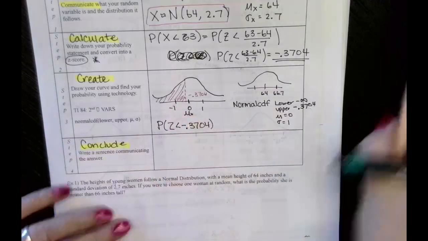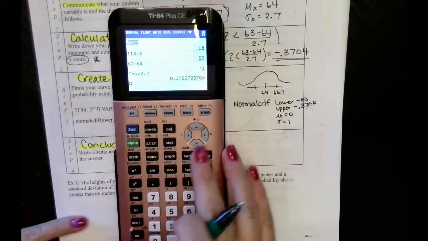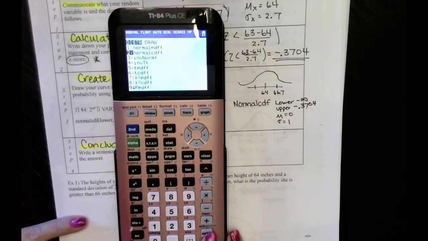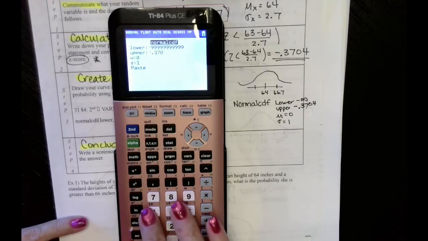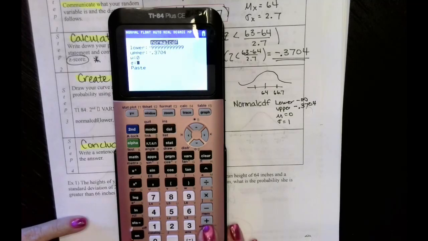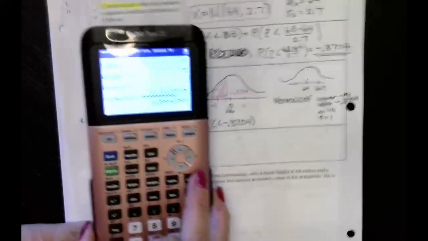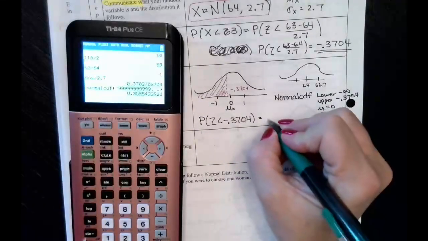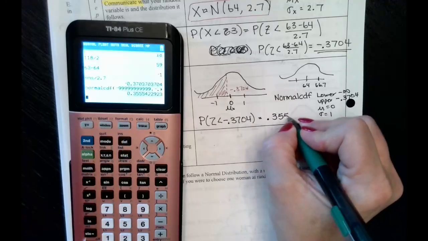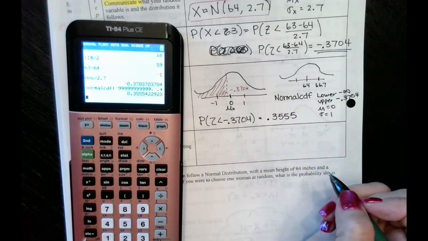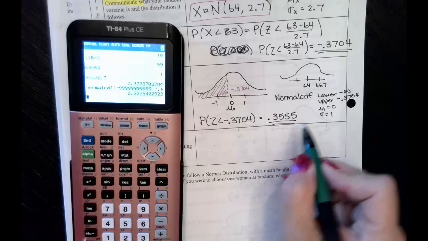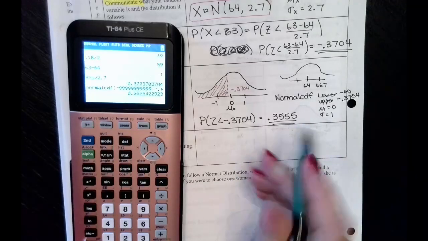So if I go here to my calculator, and I go to my distribution, and I go to normal CDF, that's my negative 0.3704, mean is 0, standard deviation is 1. So this gives me a value here of 0.3555. Okay, now what this is saying is this is my probability.